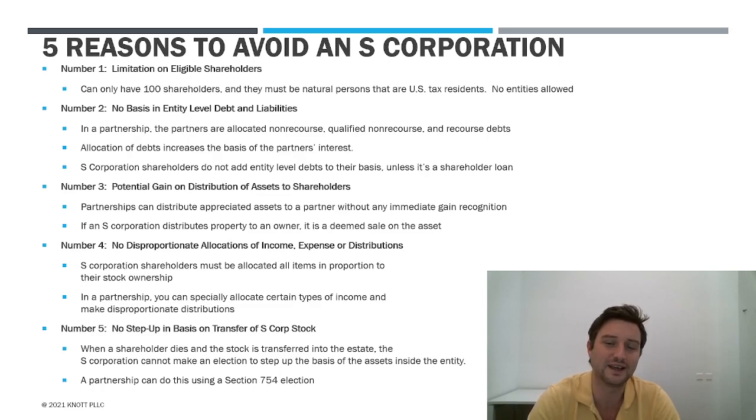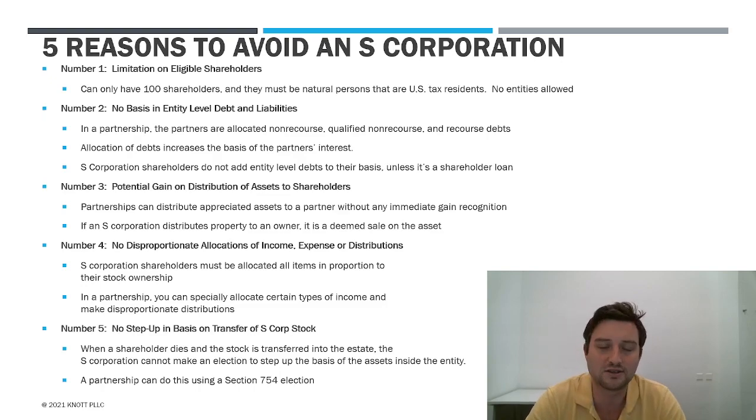So no basis in entity level debts and liabilities. Now, in a partnership, if we're looking at the Schedule K1, you'll notice that there are line items for recourse financing, qualified recourse financing, and then just pure recourse debts, right? So what do these mean effectively? When the partnership has debts, it has liabilities on its balance sheet, it can allocate those debts to the owners, and the owners can use those debts to add to their basis in the entity.